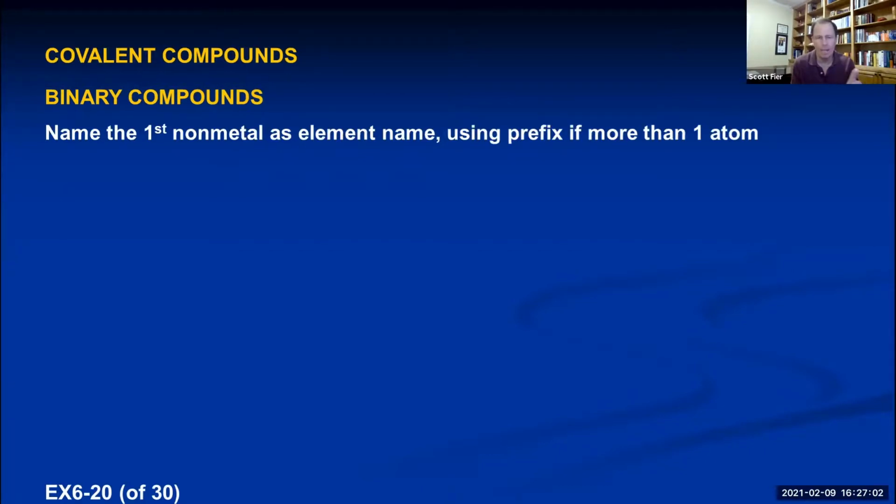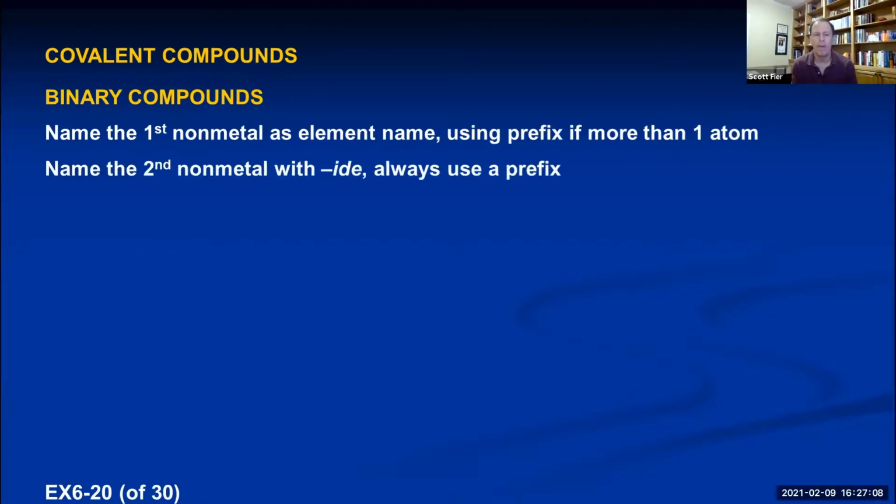If there's only one atom of it, just say the elemental name. But if there's more than one atom, you would need to use a prefix. Then you name the second nonmetal and you change its ending to IDE, and the second nonmetal always uses a prefix. This is actually the simplest way scientists have determined to name binary covalent compounds so that the name can tell you what the formula is.